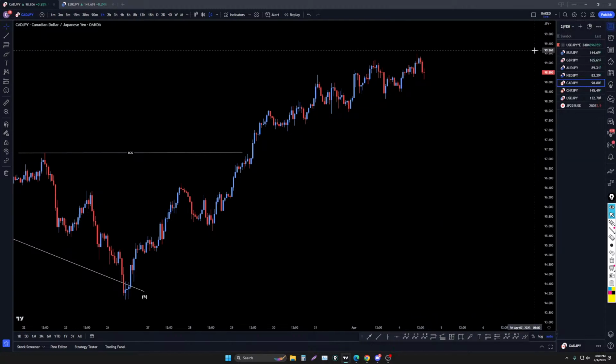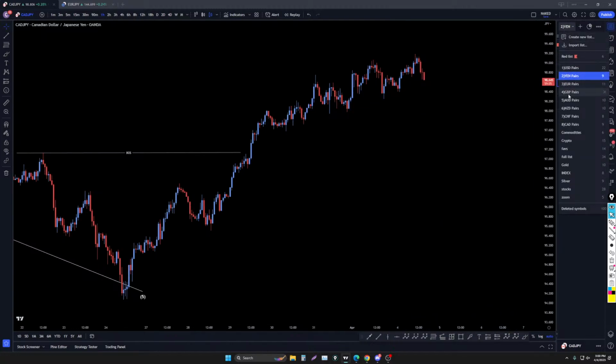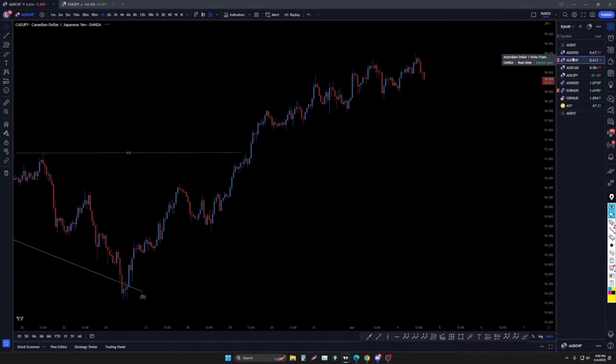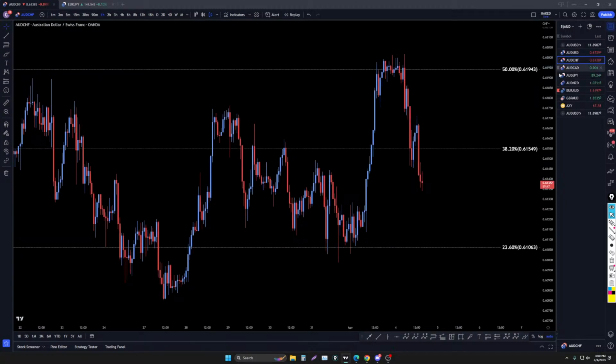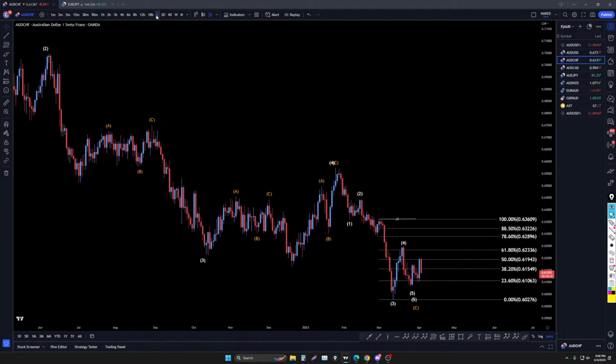So anyways, let's go check out a couple Aussie pairs that we got going on here. Aussie Swiss. I think I was just looking at this one recently and I do have it marked. I'm going to unmark it though. What do we got on the Aussie Swiss? Oh, it is making that wave 5, maybe. Kind of looks like, to me, it's 1, 2, 3, 4, and we're probably going down right now for a wave 5. Maybe even a wave 5 of C.